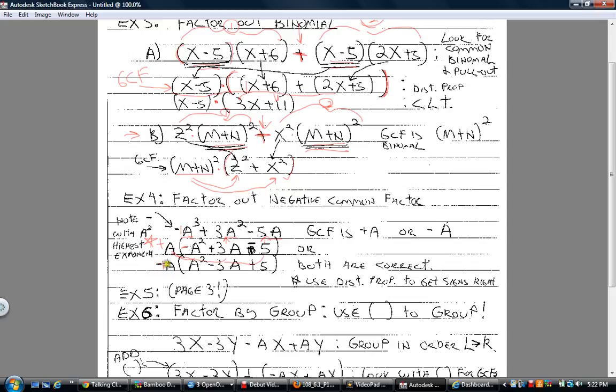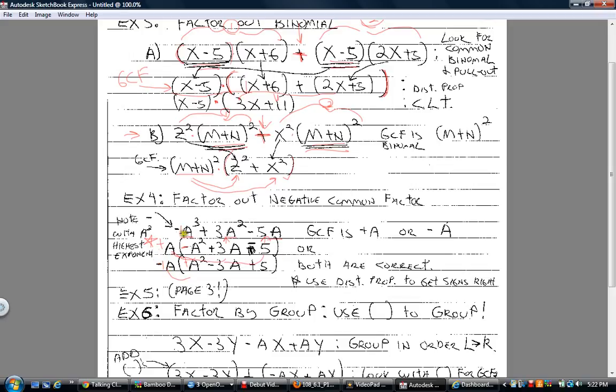Now the book doesn't show the 1, because when the coefficient is 1, you do not have to write it there. So if you pull out a negative 1, what would you have to multiply it by to produce a negative a cubed, a positive a squared? Notice the signs all switch. A negative 3a and a plus 5. Okay, so keep that in mind.